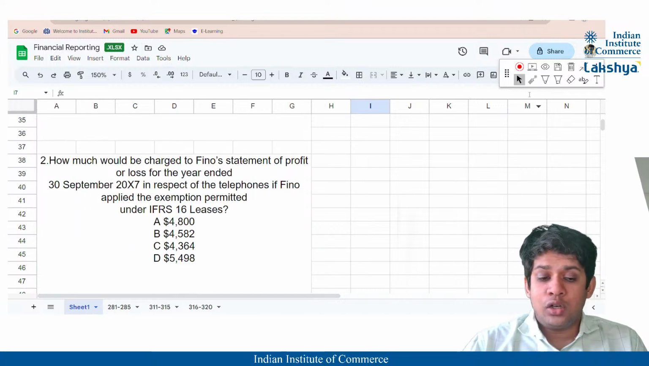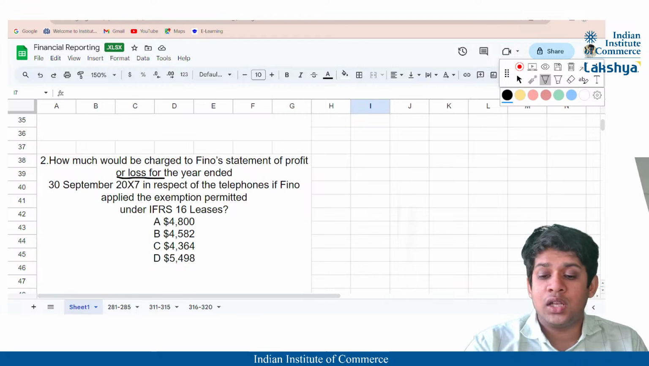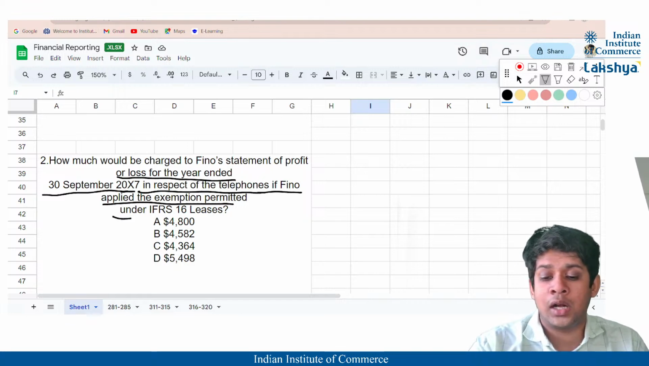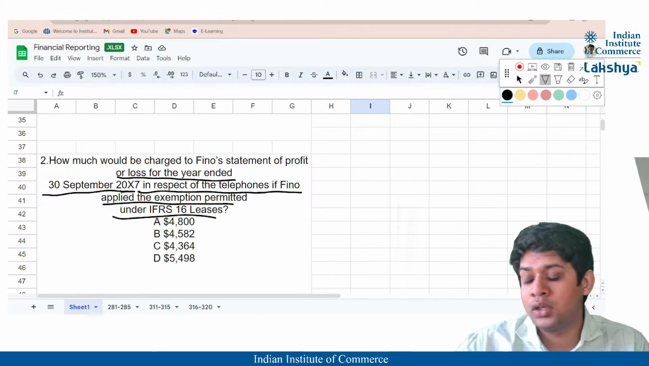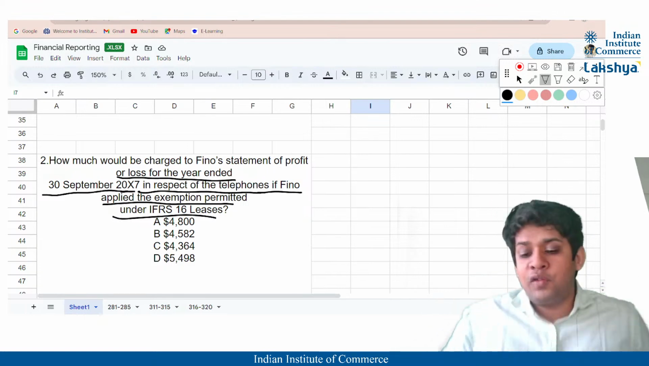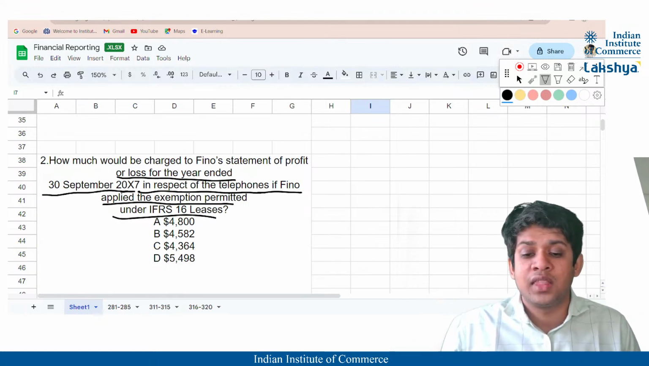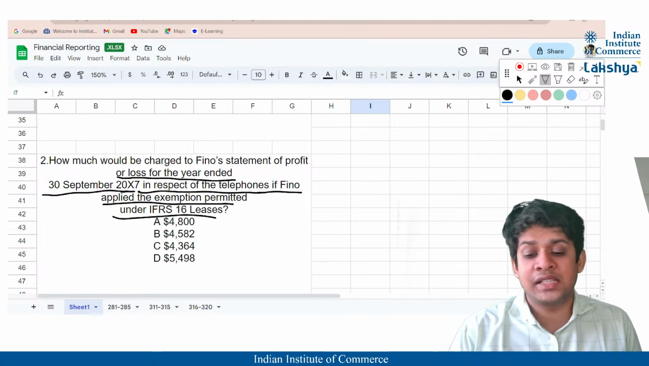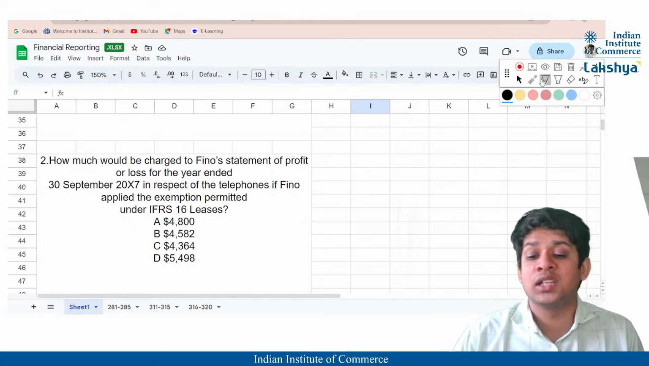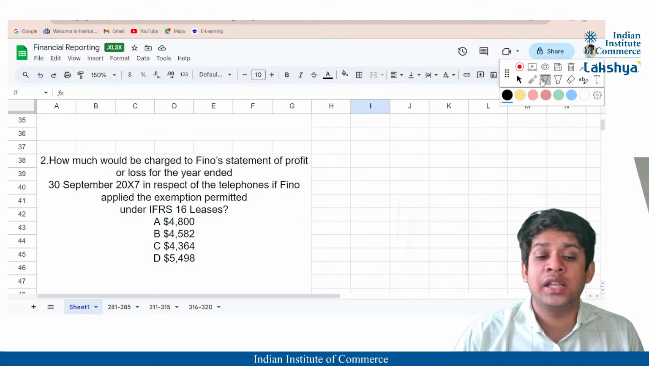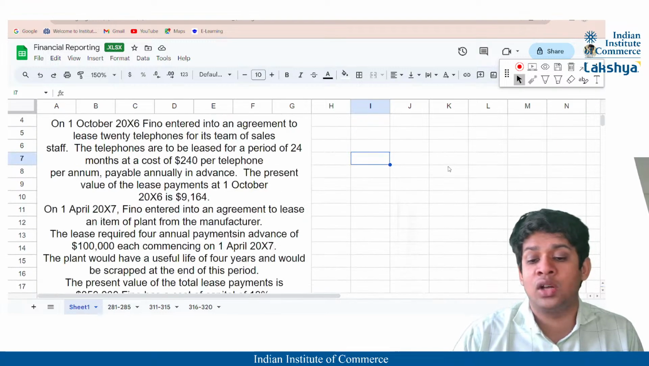How much would be charged to Fino's statement of profit or loss for the year ended 30th September 2017 in respect of the telephones if Fino applied the exemption permitted under IFRS 16 leases? Now, whenever you have a question like this, it is actually for the short life or low value assets. If you remember, there are certain examples which are by word itself considered as a recognition exemption. So that was telephones, small items of furniture, small personal computers and everything. So here the example is the telephones taken on lease, correct?